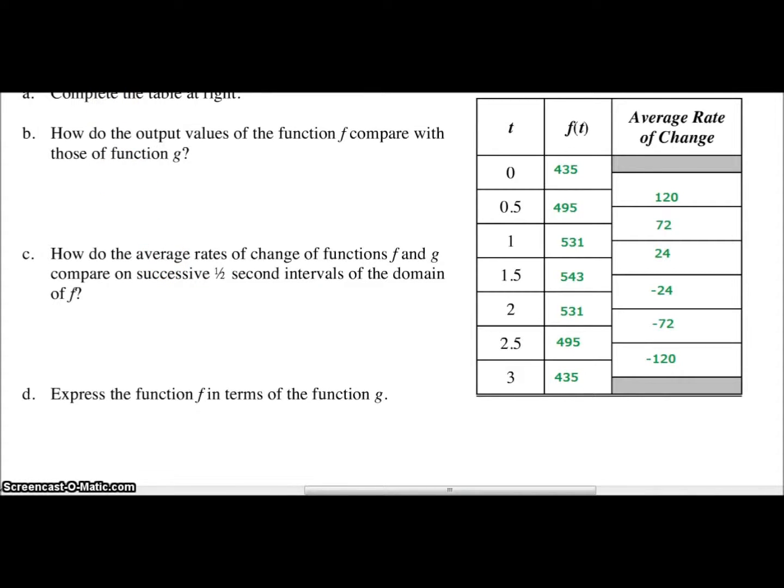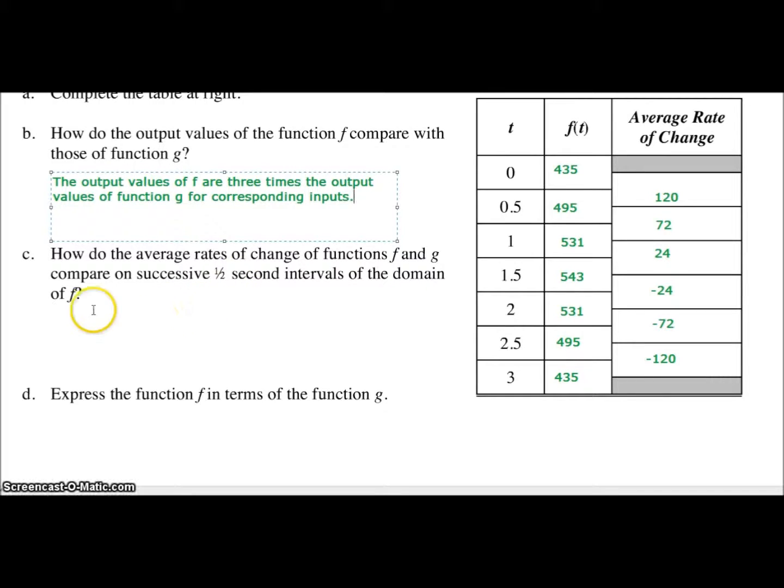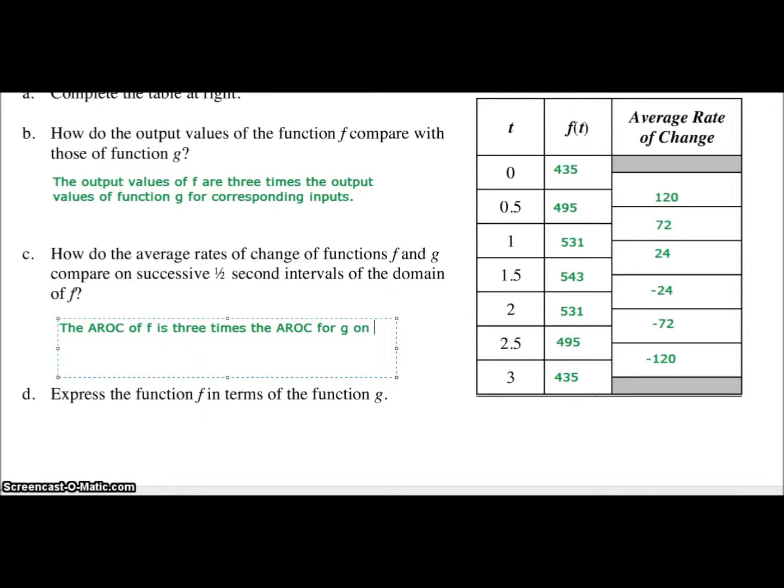So I'm sure that that's going to be one of these questions. Part B, how do the output values of the function f compare with those of the function g? The output values of f are 3 times the output values of function g for corresponding inputs. How do the average rates of change of functions f and g compare on successive 1/2 second intervals? Well, the average rate of change of f is 3 times the average rate of change for g on successive 1/2 second intervals.